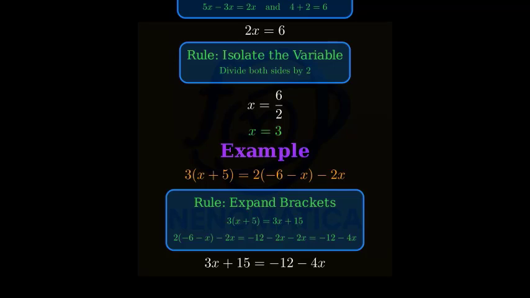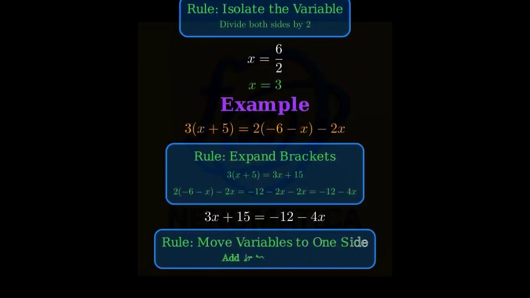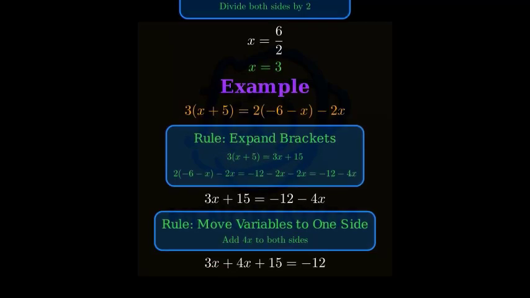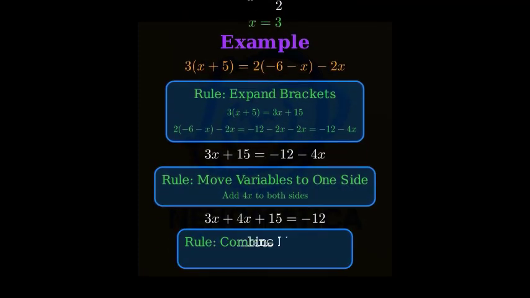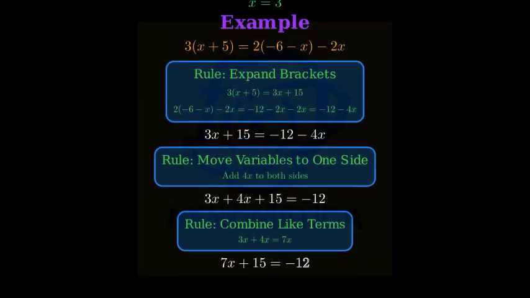Next, we'll move all terms with the variable x to the left side of the equation. We'll add 4x to both sides. This gives us 3x plus 4x plus 15 equals negative 12. Now, we'll combine like terms on the left side of the equation. 3x plus 4x equals 7x. So our equation becomes 7x plus 15 equals negative 12.